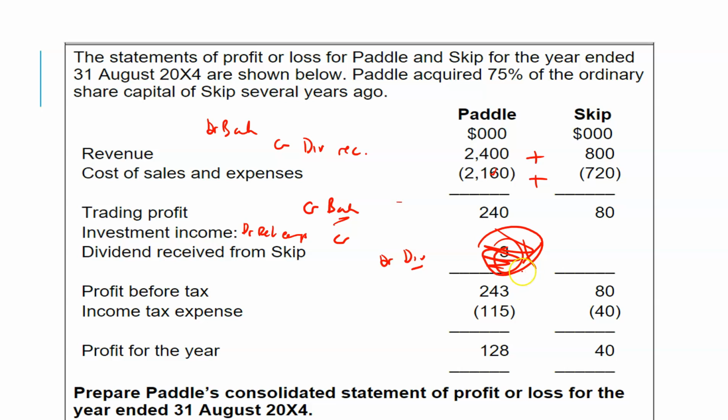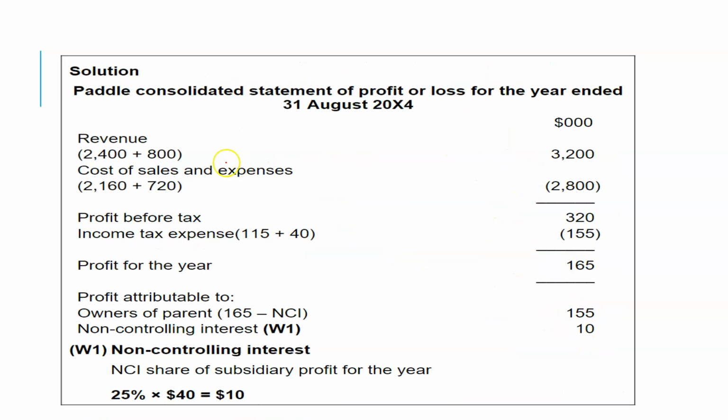And then, of course, this is income tax. There's no income tax on dividends recognized in here; we know the income tax is purely on profit. And there we are. Let's look at the answers here. You can see what they've done: 2,400 plus 800. You've got that, 2,160 plus there. Then you have your income tax expenses. You can see the dividends have disappeared.